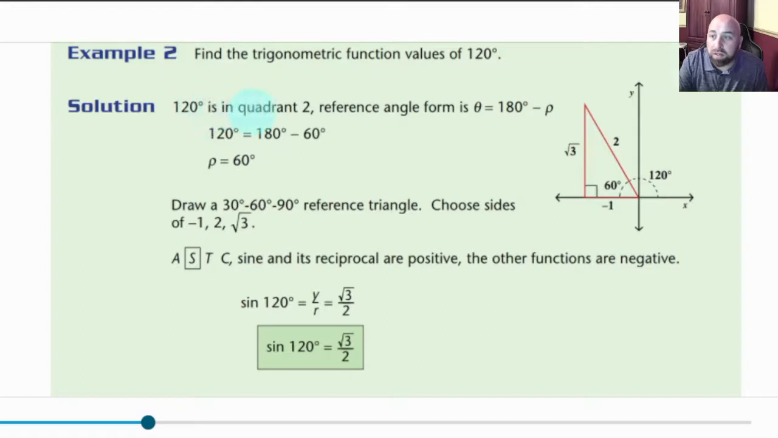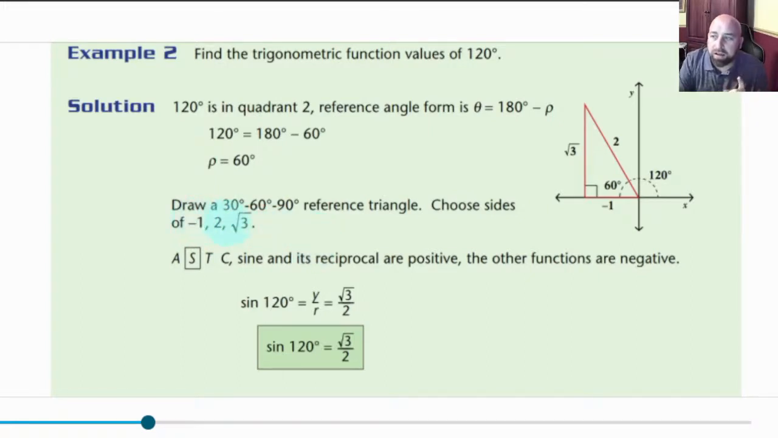Well, 120 is in quadrant 2. So we would plug into theta equals 180 minus rho, and we're going to end up with 60. As soon as we see 60, your mind should go, I know this. I know the 30, 60, 90 triangle. And so you're going to draw your 30, 60, 90 reference triangle, choose the sides of -1, 2, and square root of 3. Where does that come from?